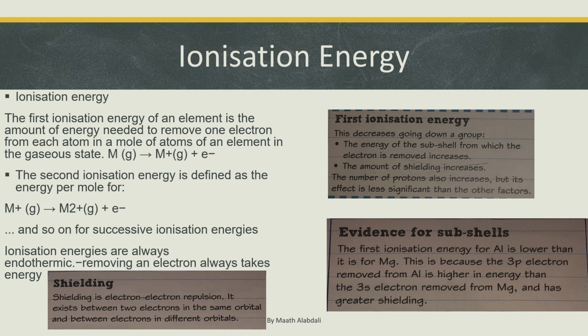Now, evidence for subshell. The first ionizing energy for aluminium is lower than it is for magnesium because the 3p electron removed from aluminium is higher in energy than the 3s electron removed from magnesium, and has a greater shielding. So in the exam they may ask you why aluminium is lower than magnesium. It's because the 3p electron removed from aluminium is higher in energy. That is 1 mark. And then it has a greater shielding. It might be a 2 mark question.